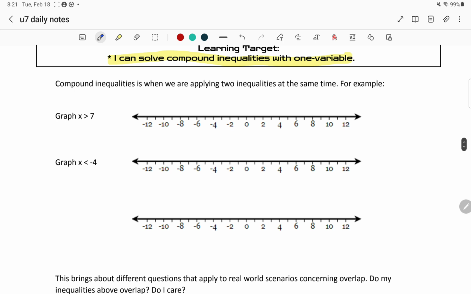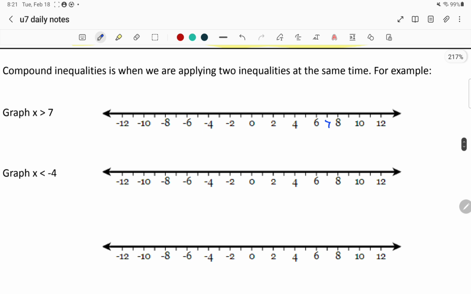But let's practice graphing. So let's come back up to the top. If I'm saying x is greater than 7, then I'm going to find 7. And I'm saying greater than, not greater than or equal to. So I can't include 7, meaning I'm going to have an open circle. I'm going to leave 7 open because it's not being included. But I'm saying everything bigger than 7. X is greater than 7. Well, numbers bigger than 7 are 8, 9, 10, 11, 12.